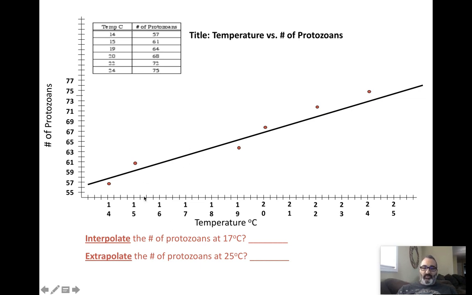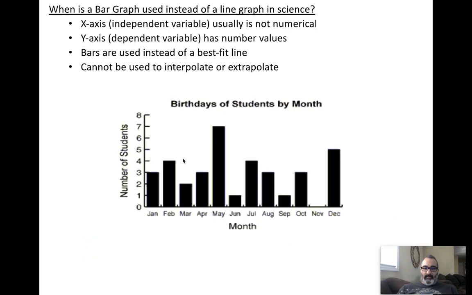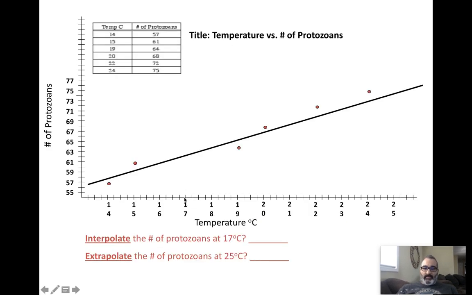So you use your graph to do this. You start at 17, you go up to your best fit line because it's an average of your data, and it stops right there. Then you come over, and you get there. So the answer here, interpolate, at 17 degrees Celsius, I would expect about 63 protozoans. That would be the answer. So we made an estimation between our data points, or we interpolated this information.